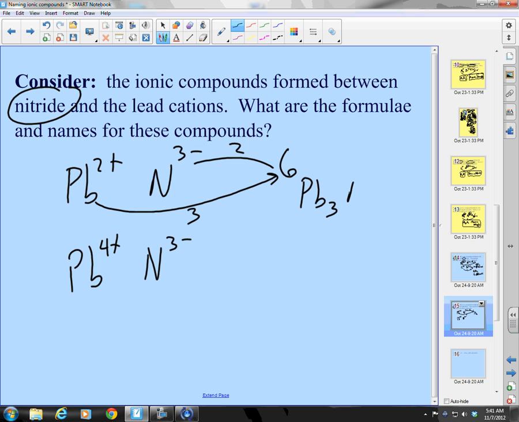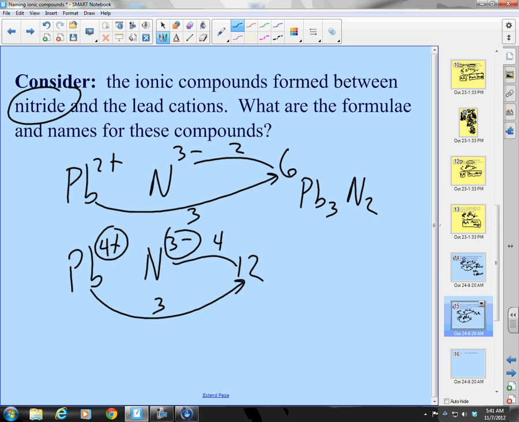So I'm going to have Pb3N2. Well, what's my least common multiple with 4 and 3? Is it 6? No, 4 doesn't go evenly into 6. 9, 8, how about 12? 12. So how many leads are necessary to create 12? How many lead 4s? Well, I need 3 of those. How many nitrogens do I need to become nitrides to use up 12? 4. So I would have Pb3N4. Good. Now what are my names?